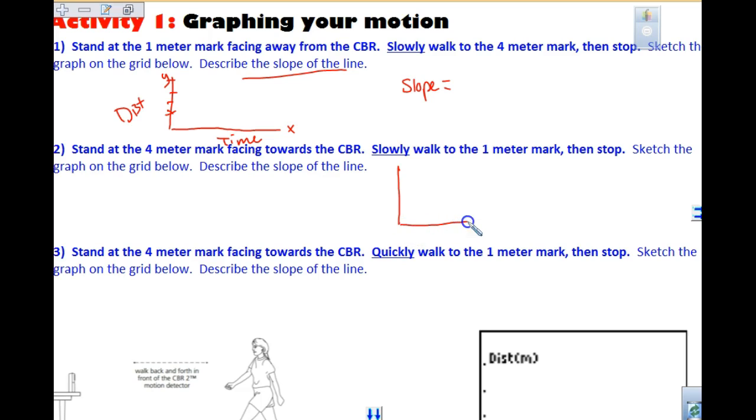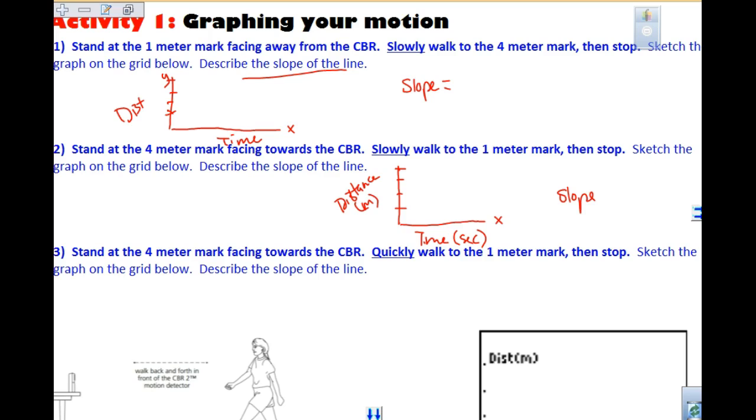Again, we are going to have time as our X, and our time is going to be in seconds, so we want to put the label with that. And our distance is going to be in meters. Again, we're going to have 1, 2, 3, and 4, and this time we're going to be starting at 4. Then we want to look at the slope. So we're going to be sketching those graphs. The last one is going to have us stand at the 4 meter mark, quickly walk to the 1 meter, stop, and then look at the difference of those graphs.